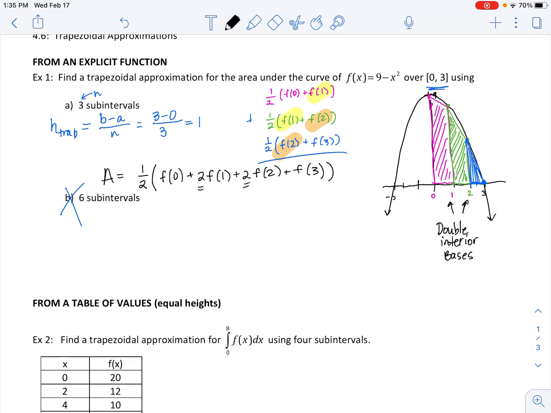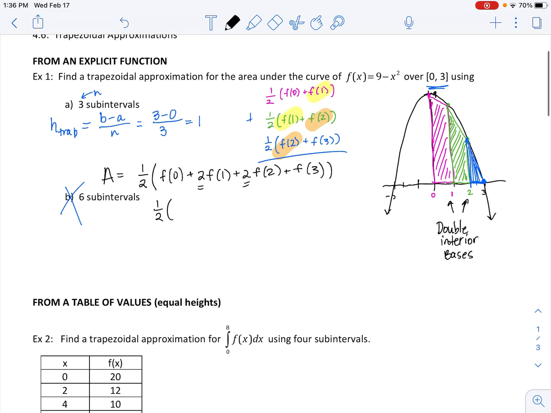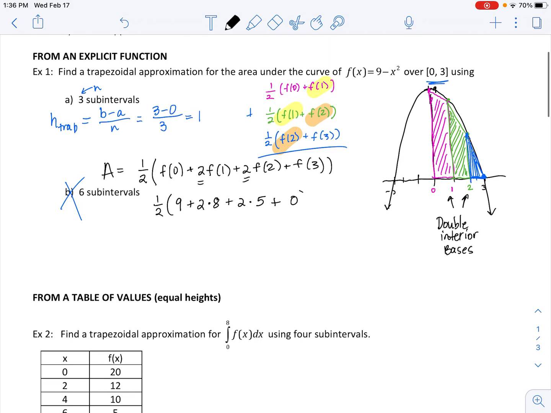It's just a shorter way to write it than writing out f of 1 plus f of 1 plus f of 2 plus f of 2. It's kind of obnoxious to do that. If you plug in all of the values to the function, this one is not too bad. Let me write it underneath since we're skipping part B. It's 1/2 times, if I plug in 0 to the function, I get 9 minus 0 squared, so that's 9. Plus 2 times, if I plug in 1, I get 9 minus 1 squared, which is 8. If I plug in 2, earlier we said we get 5. And f of 3 we know is 0. That's why we had a triangle on the end.